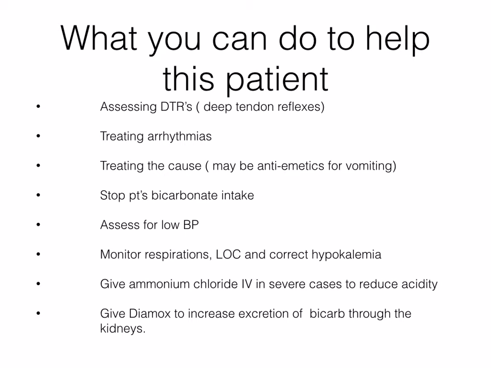What you can do to help the patient with metabolic alkalosis, first of all, we want to know why it's happening, so we will find the cause. Whatever causes we discussed in the last two slides, if they are there, we want to correct that. We will correct any arrhythmias, for example due to low potassium. We will assess for low blood pressure. We will stop the patient's bicarbonate intake. We will monitor respiration and LOC.